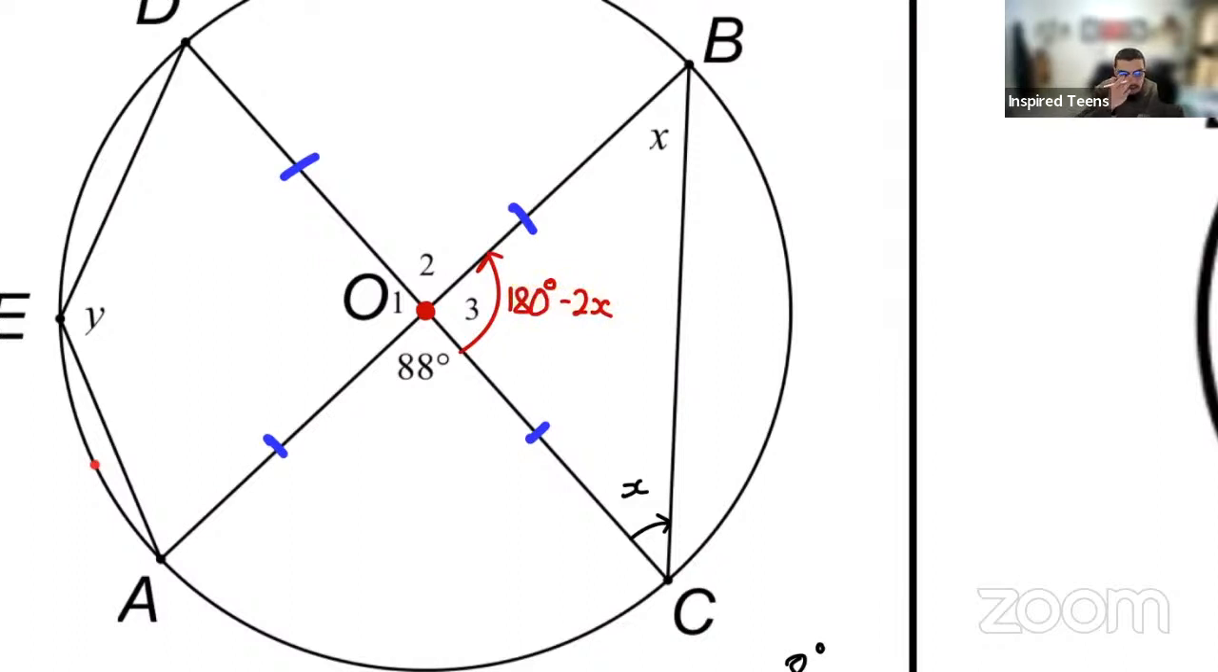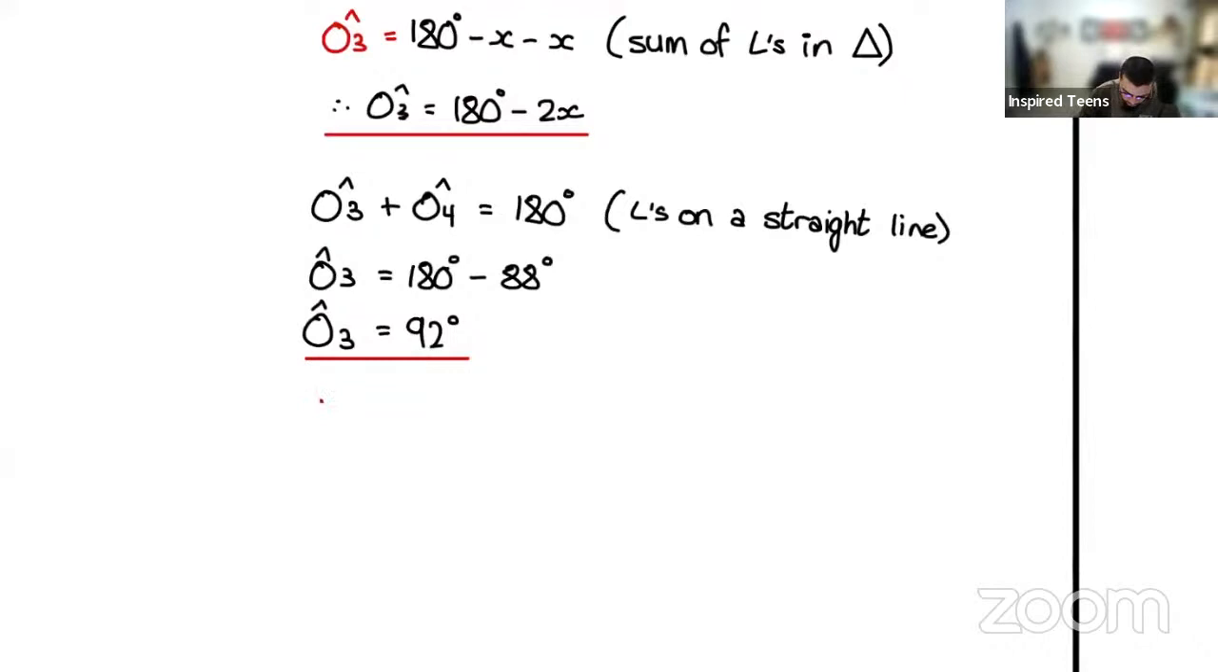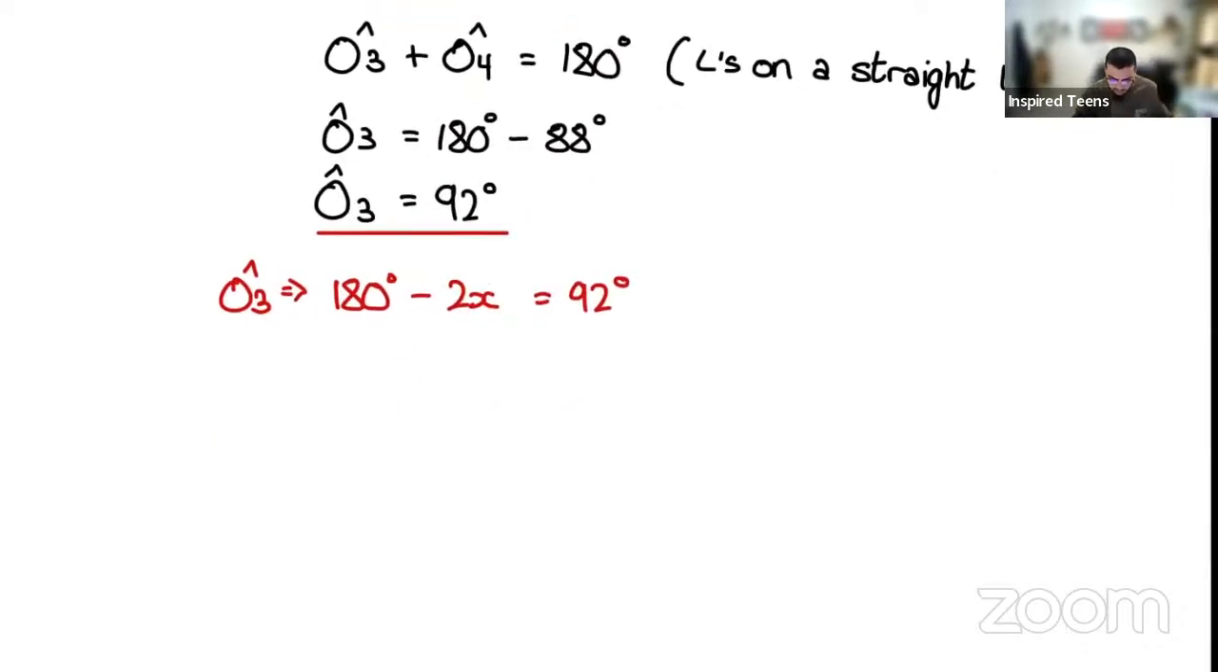This is just one approach to solving it. What you could have also done was solve for O3 first, get a value for O3, say that this is 92, and then solve for x respectively. That might be a bit easier, but nevertheless, I just saw this one first because we just did that theorem. So O3 is equal to 180 minus 2x, which is equal to 92 degrees. Solve for it here. You're going to get 180 minus 92 is equal to 2x. 88 over 2 is equal to x. X is equal to 44.